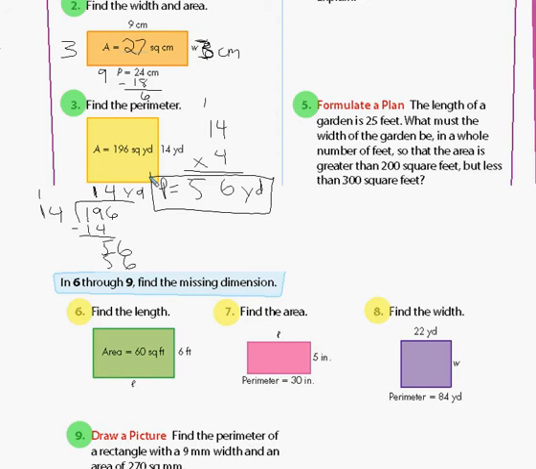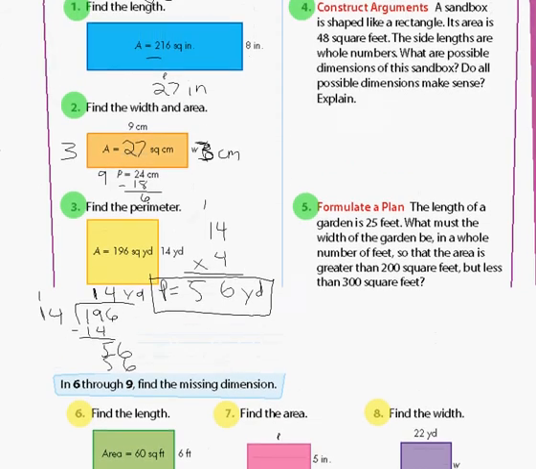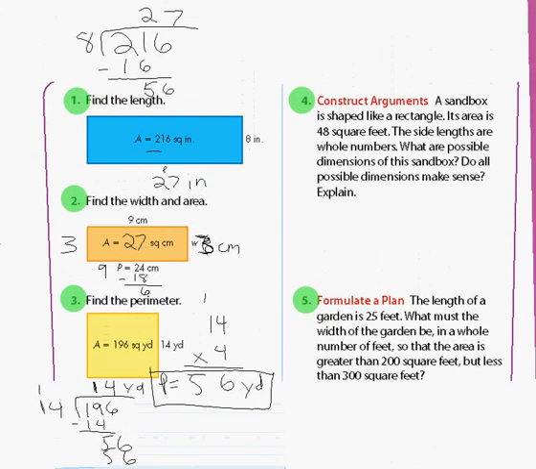Okay, let's go ahead and look at, right up here, number 4. Okay, on number 4, it says a small sandbox is shaped like a rectangle. Its area is 48 square feet. The side lengths are whole numbers. What are possible dimensions of this sandbox? Do all possible dimensions make sense? To solve this problem, we're basically going to have to find all the factors for 48. How I like to do that is go ahead and make a T-chart.